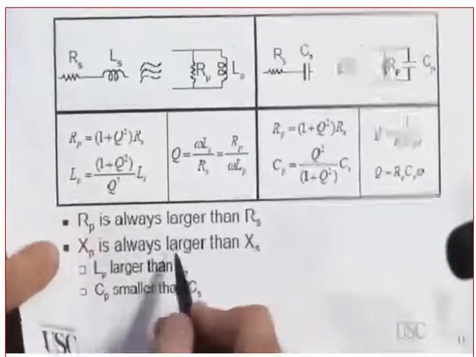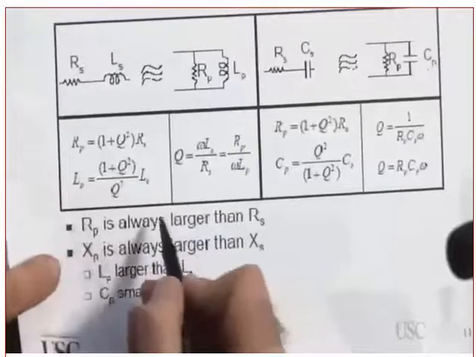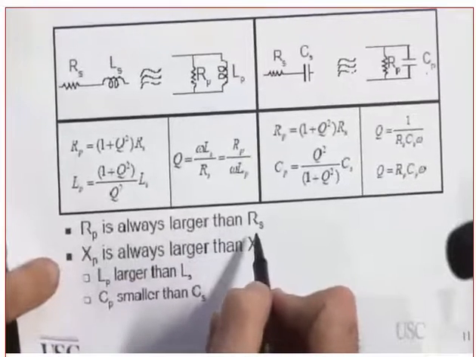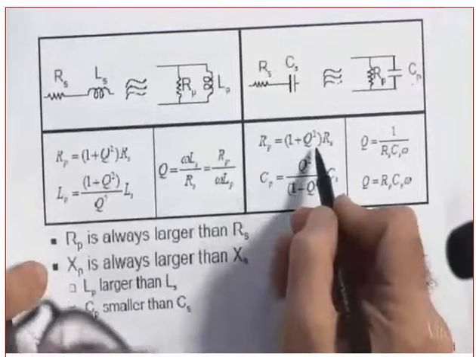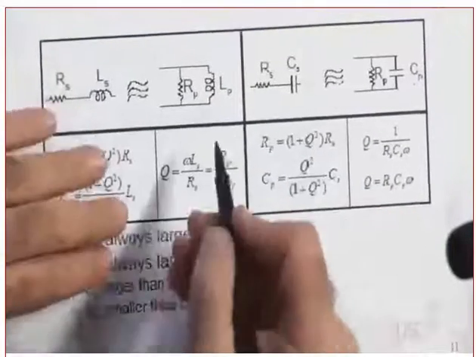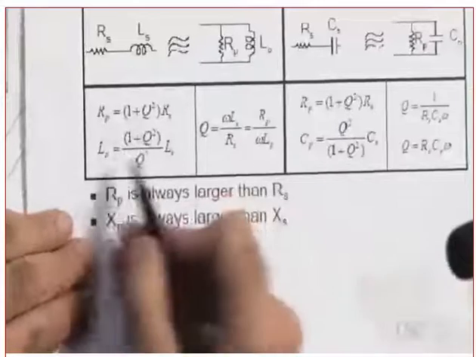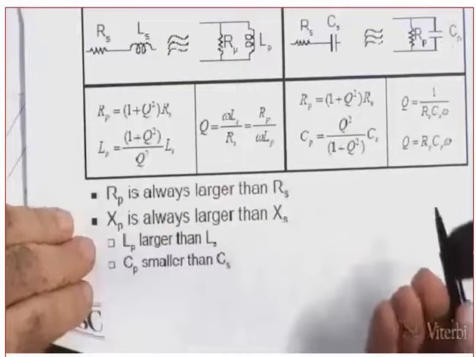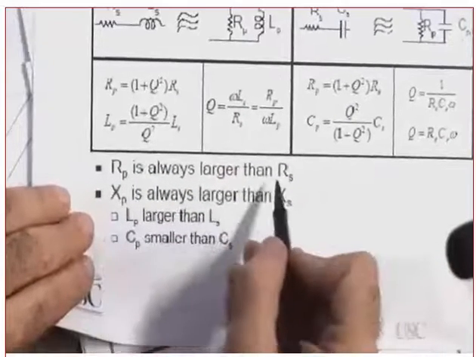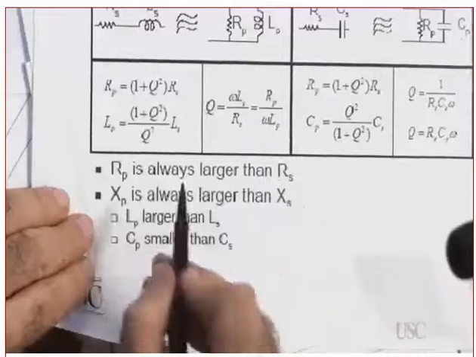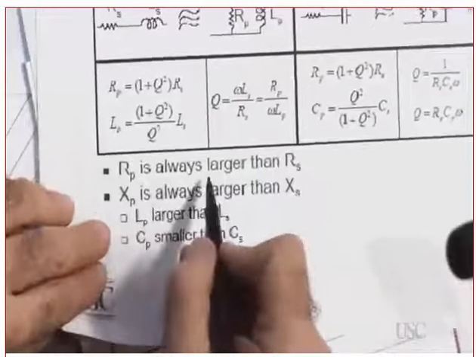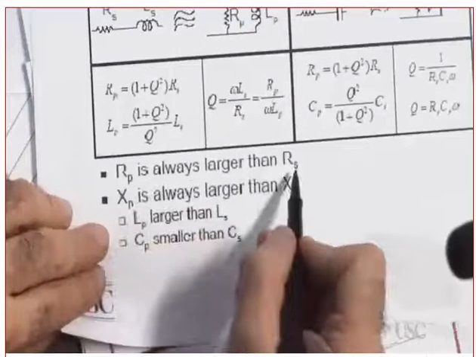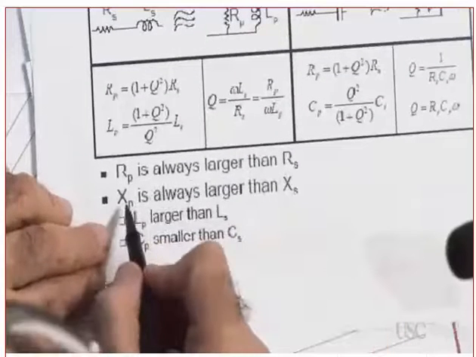So what do we deduce from here? RP is always larger than RS, whether it's from here or from here. This is the summary. This is what you need to make sure is in your 8 by 11. Did you get this or not? RP is also always larger than RS.